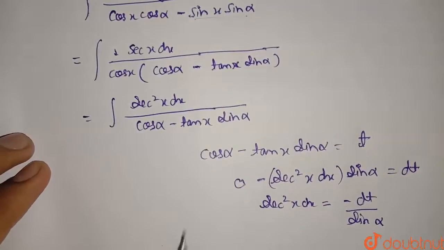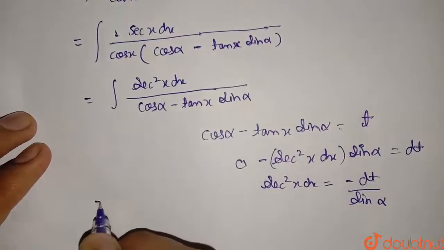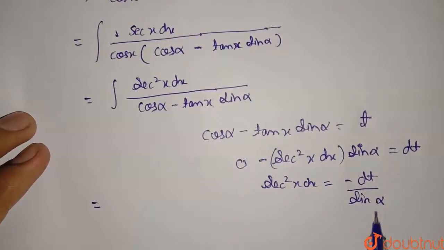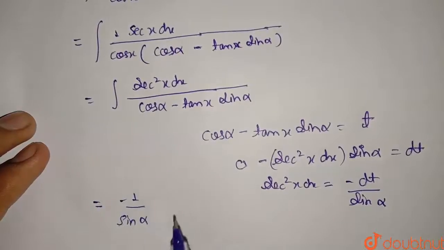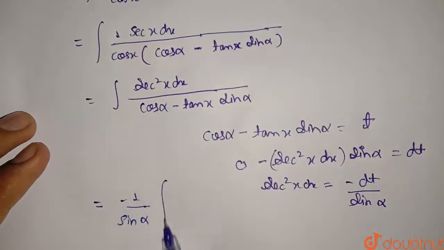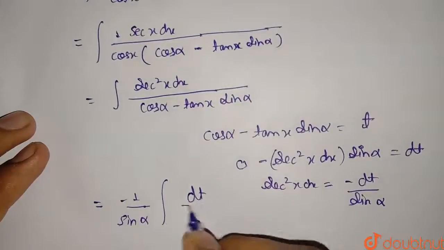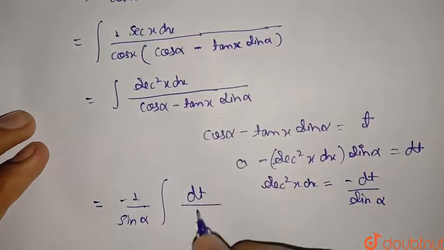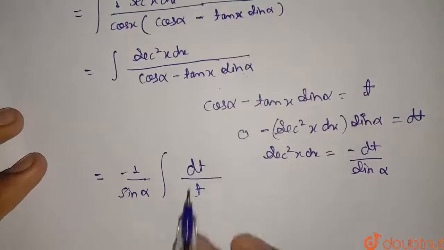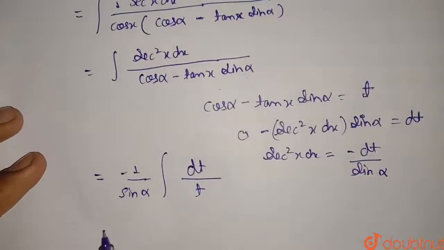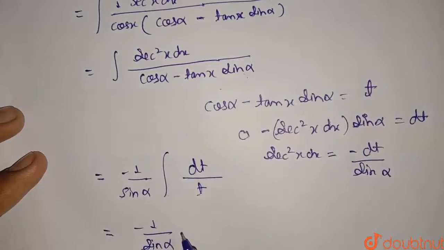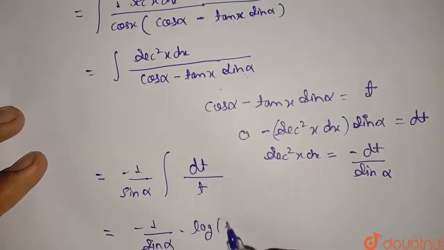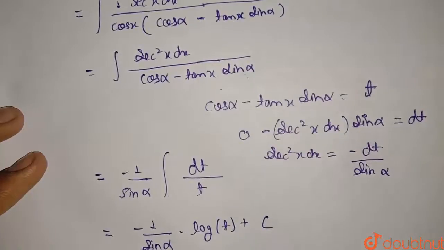Now our integral will be modified as minus dt by sine alpha. So I am taking minus 1 upon sine alpha outside of the integral because this is constant. Integration of dt upon t, this is the simple integration of 1 upon t, which is equal to log of t. So minus 1 upon sine alpha into log of t plus c.